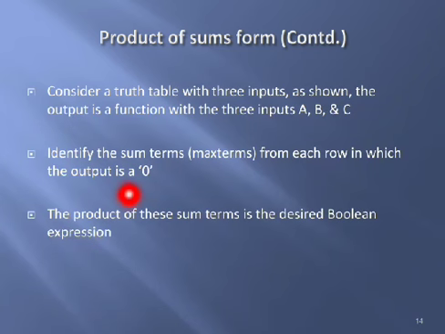In the case of SOP form, you consider the product terms or min terms from each row in which the output is 1, whereas for product of sums you consider the sum terms or max terms from each row in which the output is 0. So the product of all these sum terms is the desired Boolean expression.